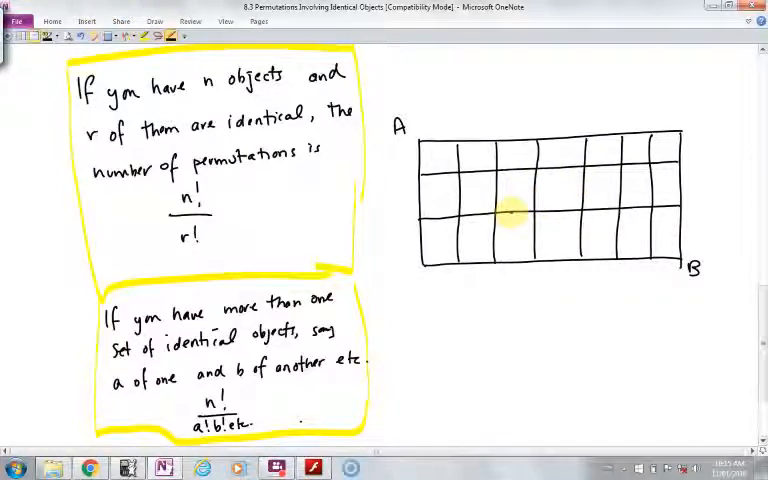Okay? So the problem goes like this. You start at A. You want to end up at B. You don't want to take any detours. You want to get directly from A to B. But is there more than one path you can take? There is, right?